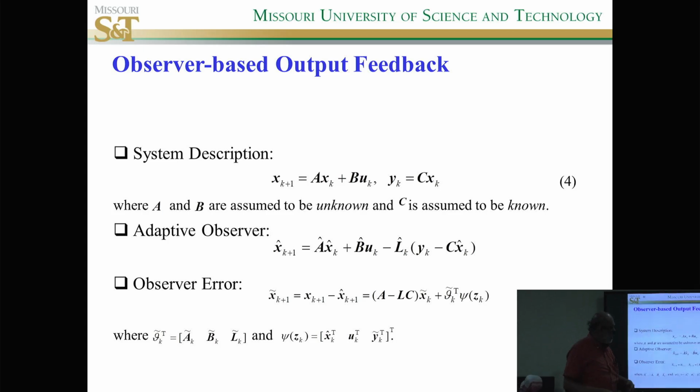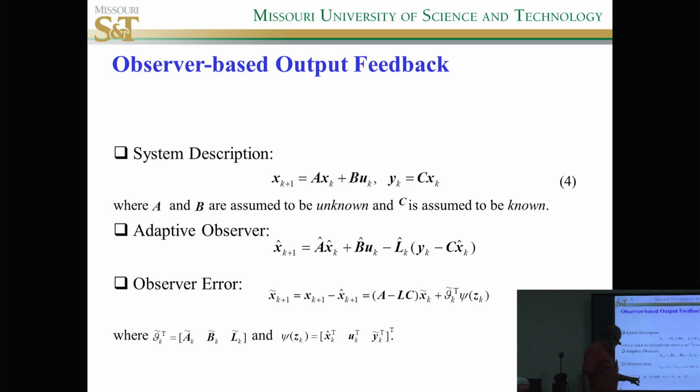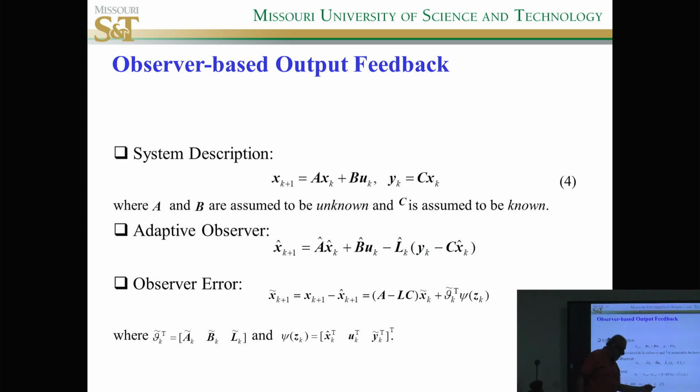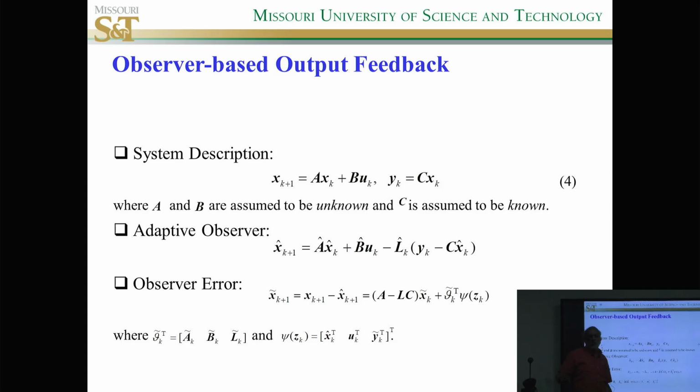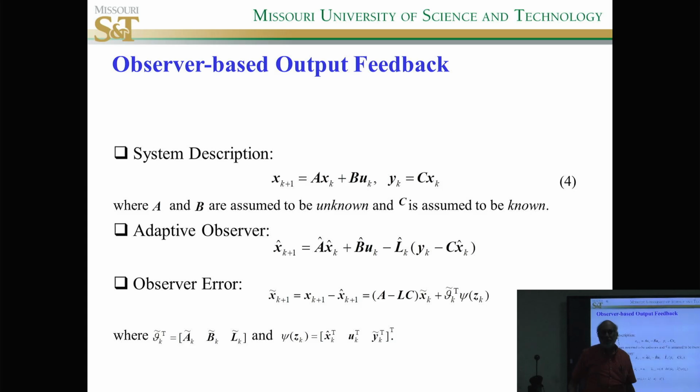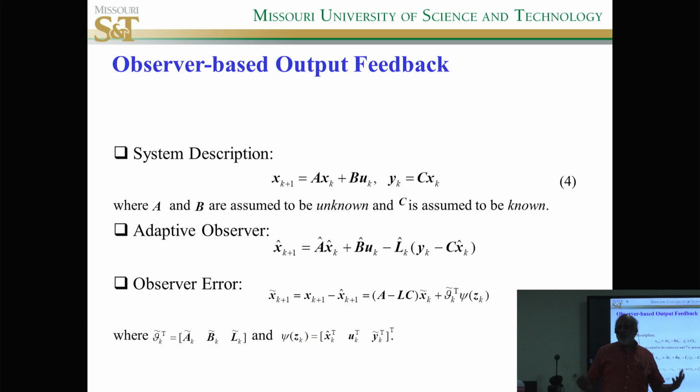All right, so now what you do, you see that this term is A tilde, B tilde and L tilde. These are unknown, and this psi has x hat, u and y tilde. We know y tilde, we know u, we also know x hat because that's a mathematical equation. Okay, so this is how you formulate the problem.